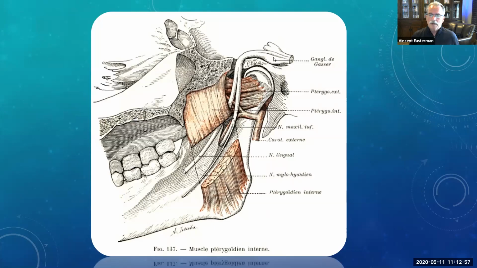And here's a picture of the sensory and lingual distribution here. So the sensory would be the inferior alveolar nerve, and then the lingual nerve supplies tongue and mucosa of the mouth, and then the mylohyoid nerve here. So this is kind of in this area that we treat fairly frequently with ramus fractures.